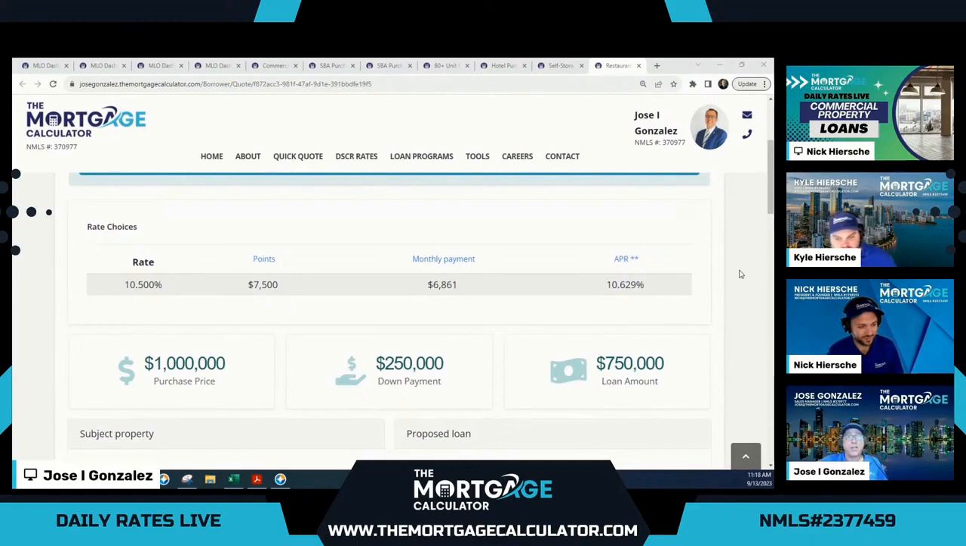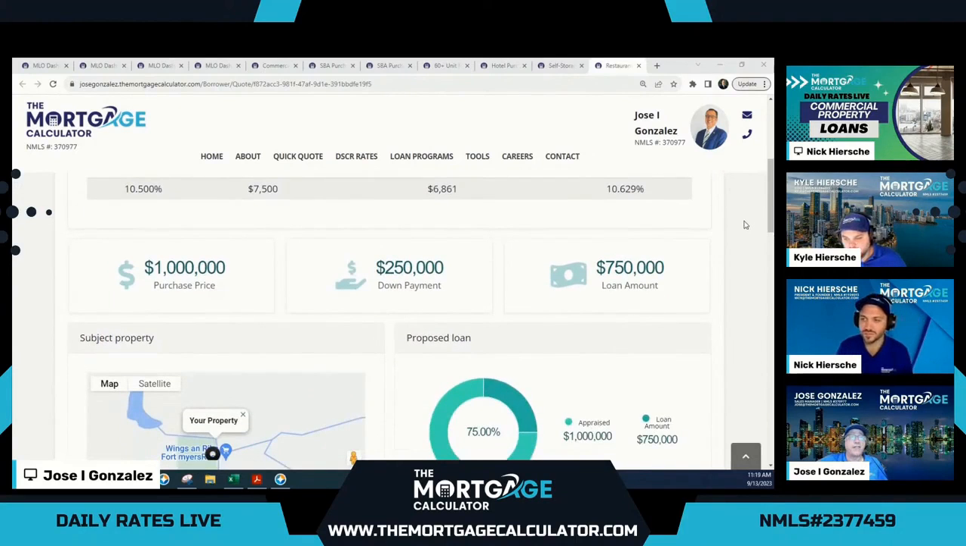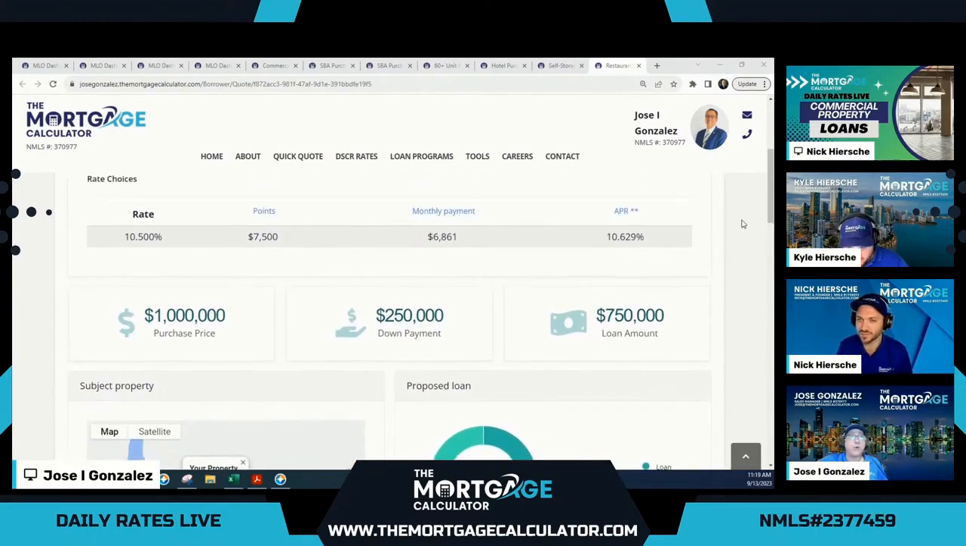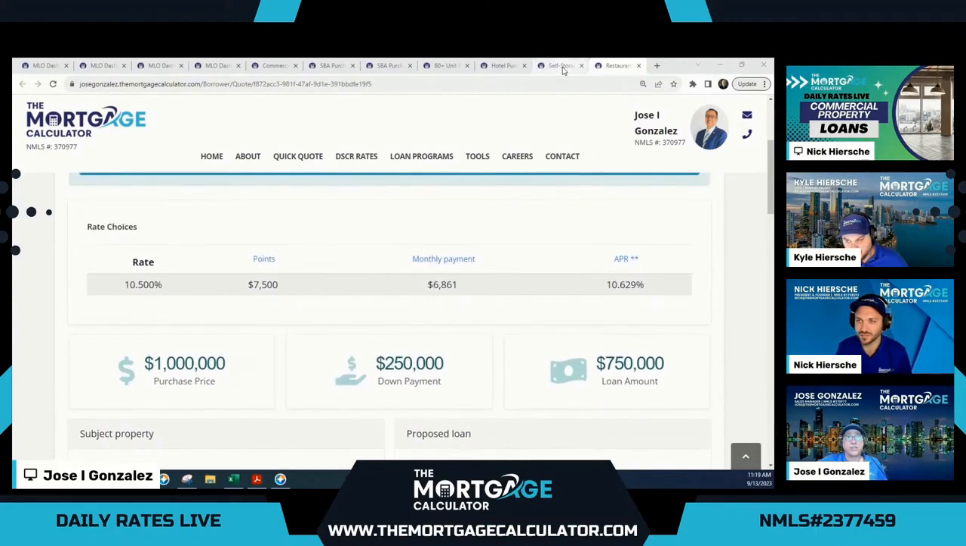Now, one thing also about the commercial deals is that the comp can either be all borrower paid, or in some cases, a combination of borrower and lender paid. The commercial world does allow that. So it really depends on which option you're using. So here we're figuring 10.5% at 75% LTV for our restaurant purchase.